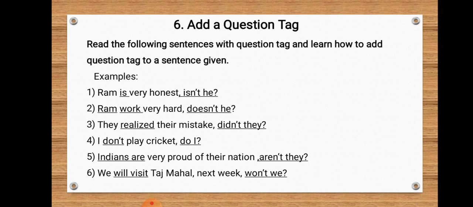"I don't play cricket." Here it is a negative sentence, so "do I?" "Indians are very proud of their nation." Here it is an affirmative sentence, so "aren't they?" "We will visit Taj Mahal next week." Will is converted into won't: "won't we?"